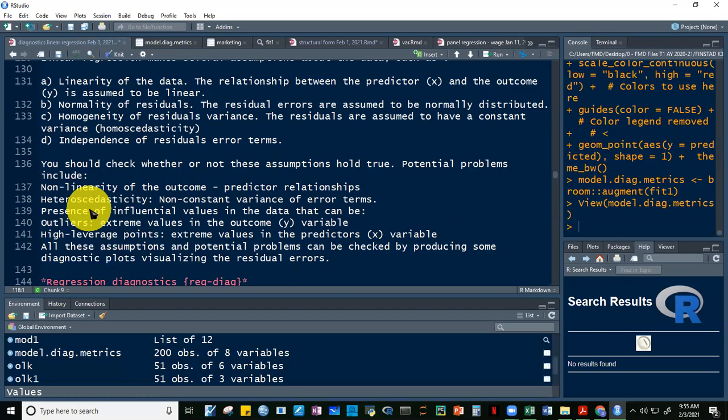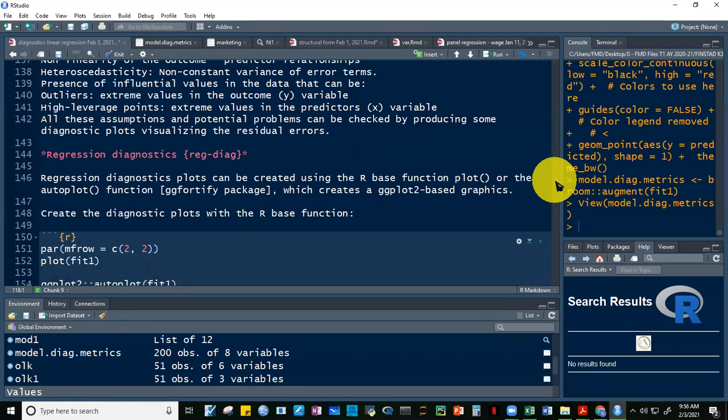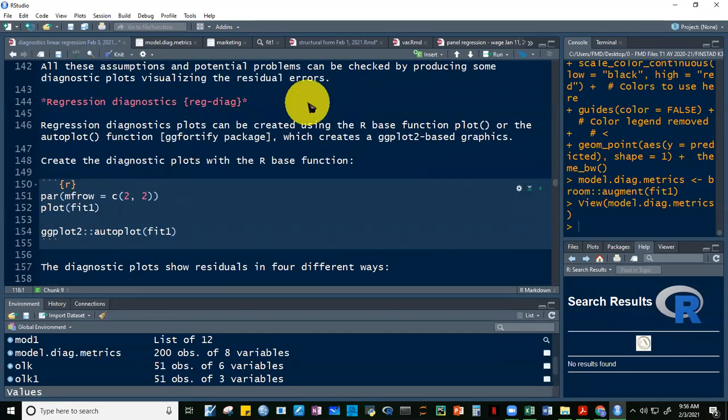Okay, so these are the problems. Heteroskedastic, opposite yan ng homoskedastic. Tapos may influential values sa data natin. Tapos yung outliers natin, pwedeng extreme values. May extreme Y values tayo. Tapos high leverage points, extreme value naman in the predictor na X. So si outlier, extreme Y value, si high leverage, extreme X value. Magkakaproblema tayo kung hindi na-meet yung assumptions ng linear model natin. Okay, so punta na tayo sa regression diagnostics, guys.